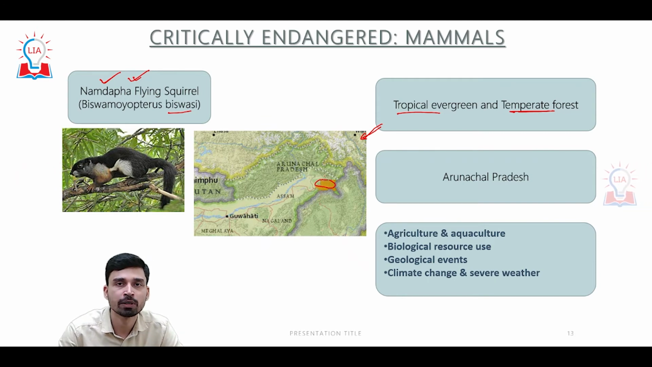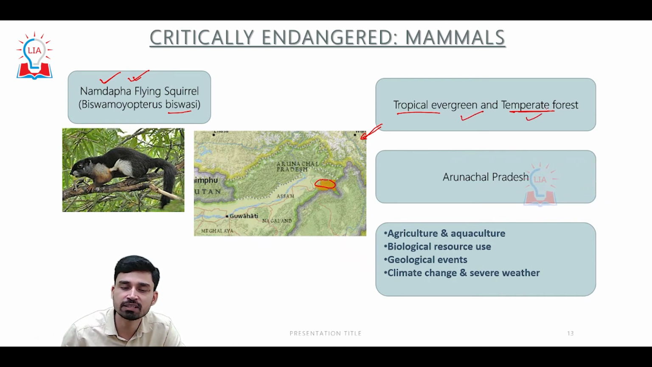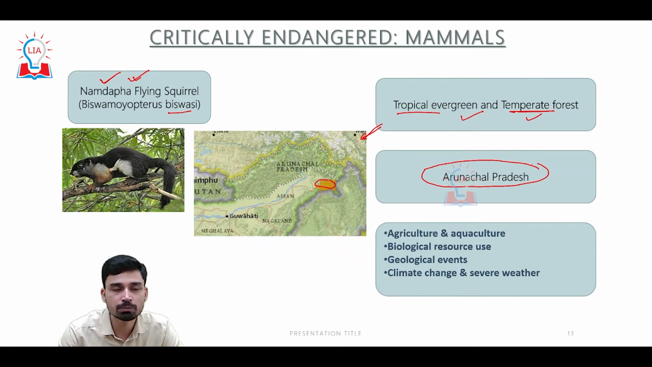Arunachal Pradesh. Half of it is situated in hilly areas and half in slightly plain areas, due to which it has both evergreen as well as temperate forest. So largely this species is found in Arunachal Pradesh. Again, not all parts of Arunachal Pradesh, but only the Namdapa Wildlife Sanctuary of Arunachal Pradesh.